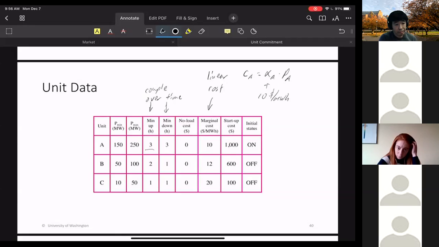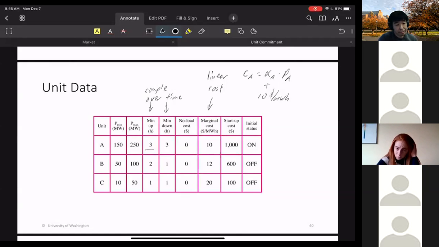And why is no load cost 0? So remember, before we always have the constant plus the part that has to do with the power generation. Yes. So here again, to make things easier, we just have the no load cost being 0. Okay. So we don't have to add that cost.